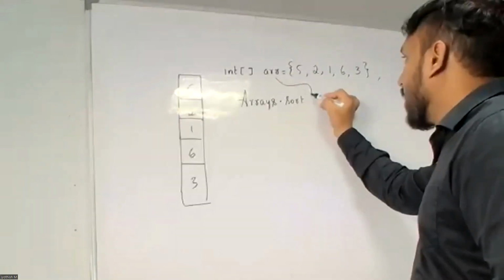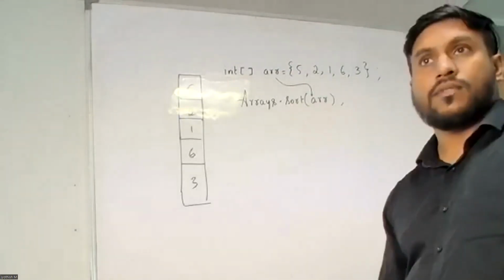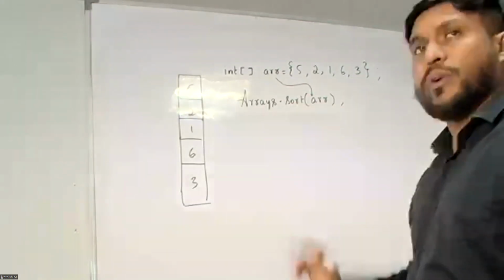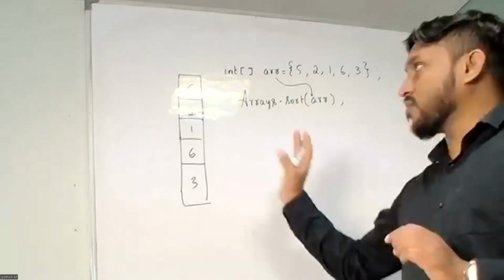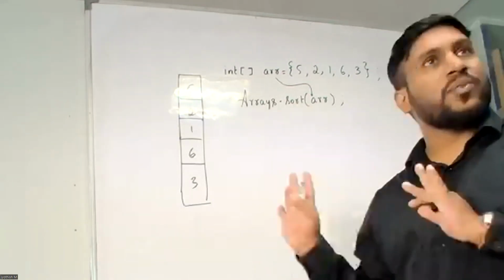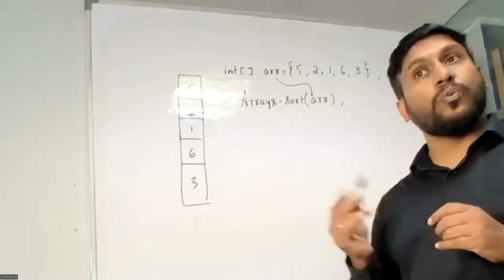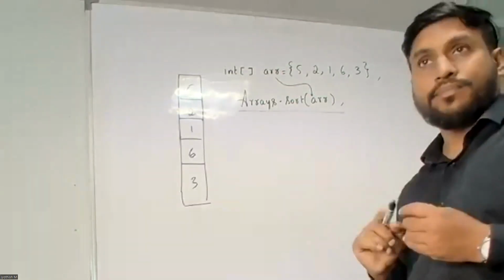Pass this ARR object inside this, and automatically it gets sorted. Then use a for loop and print it. So this is one way, but in an interview they won't ask this. Without using a looping statement I want to sort, you use this. Let me share the screen and I'll show you.